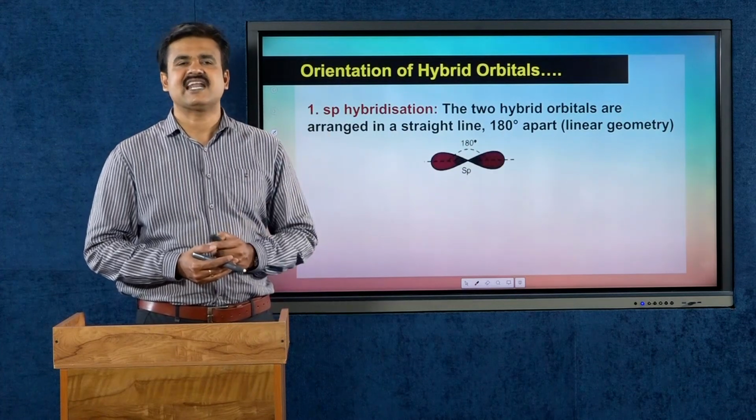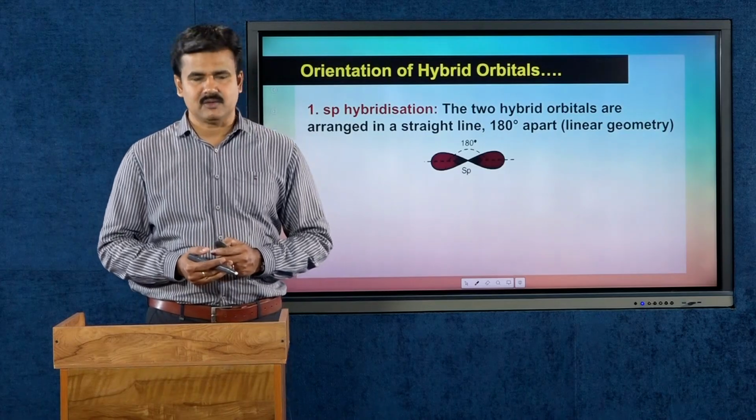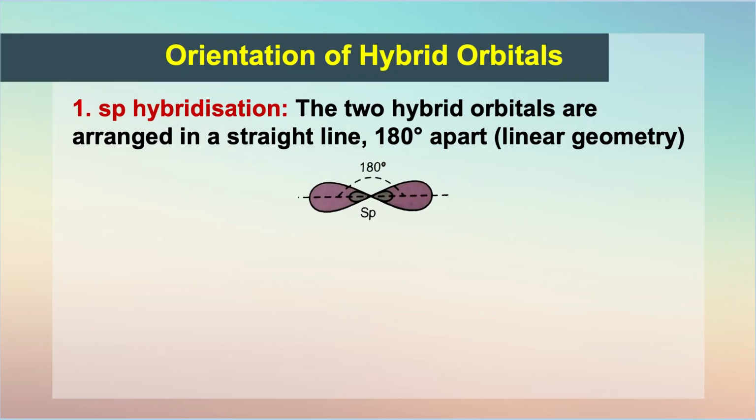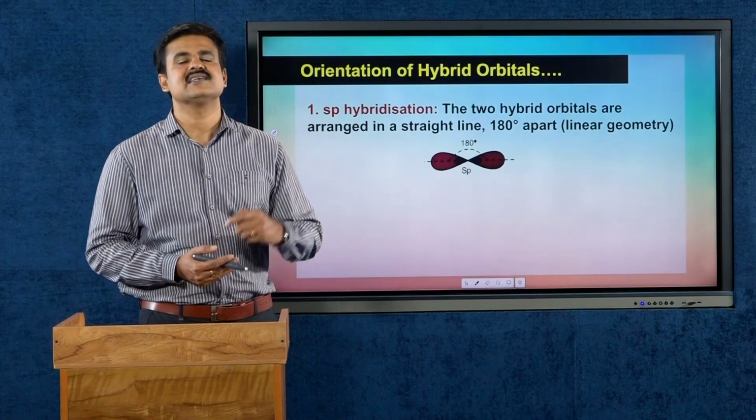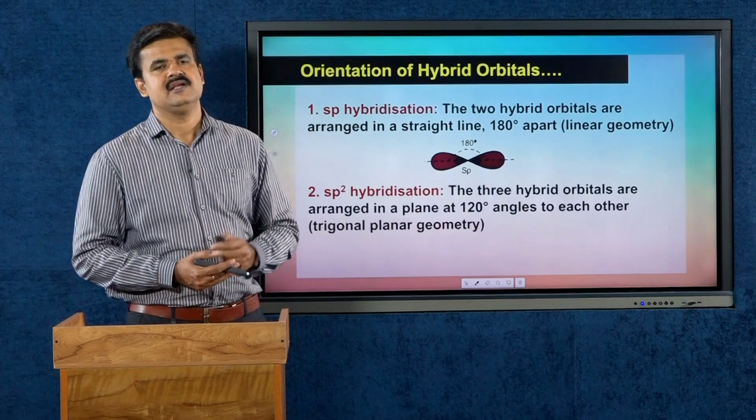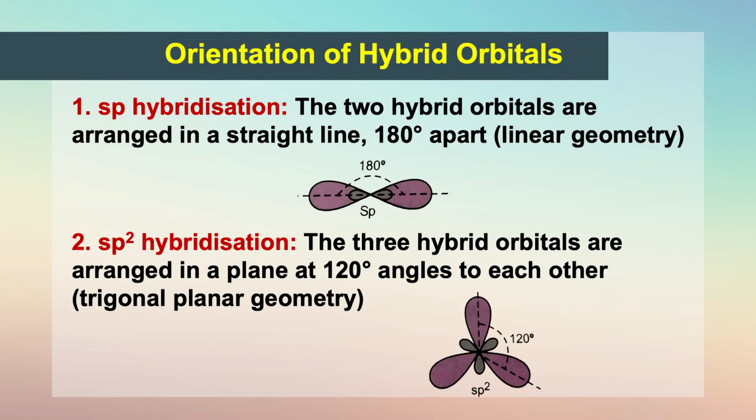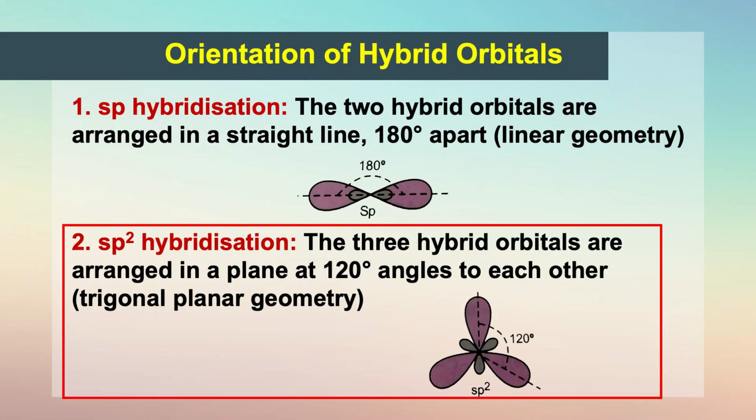This is the arrangement of two sp hybrid orbitals. The two sp hybrid orbitals are oriented in a linear fashion such that the angle of separation between them is equal to 180 degree. This leads to linear geometry for molecules having sp hybridization. The second one is sp2 hybridization. As we know, in sp2 hybridization, three orbitals take part in hybridization, 1s and 2p orbitals. As a result, you are getting three sp2 hybrid orbitals.